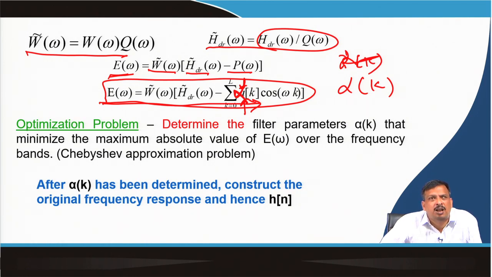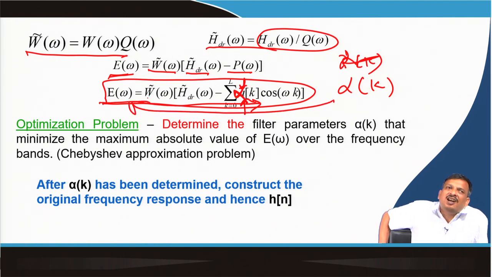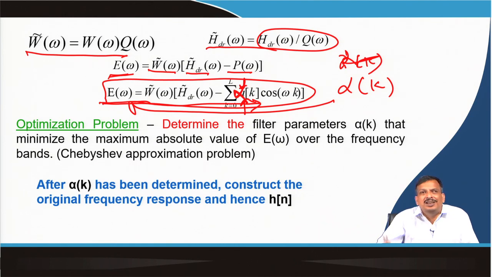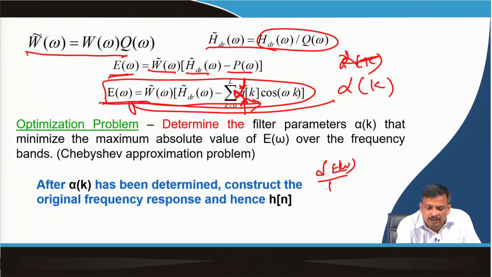So, alpha k is the filter parameter with respect to which I want to minimize the E omega. So, it is a minimization problem. Take the derivative. I want to find a set of alpha k that minimize the maximum absolute value of E omega. Minimize E omega with respect to alpha k, taking the derivative dE omega divided by d alpha k.